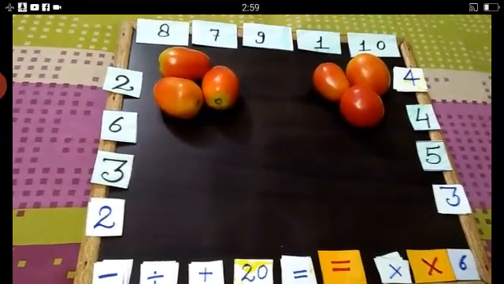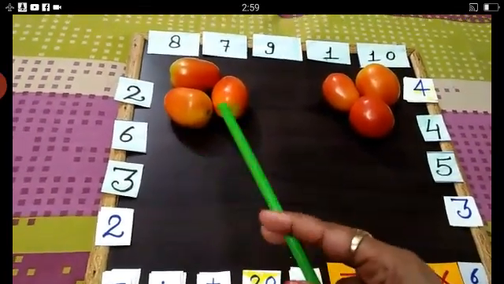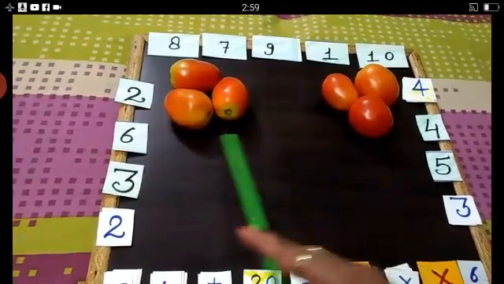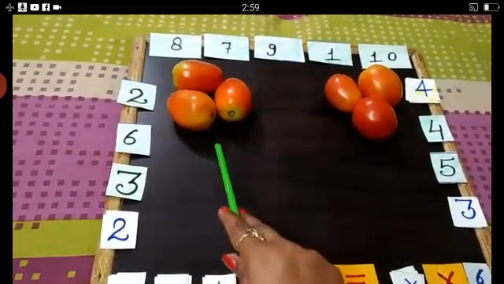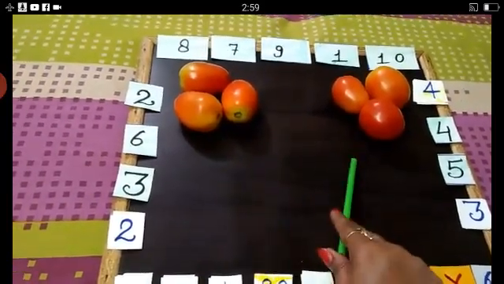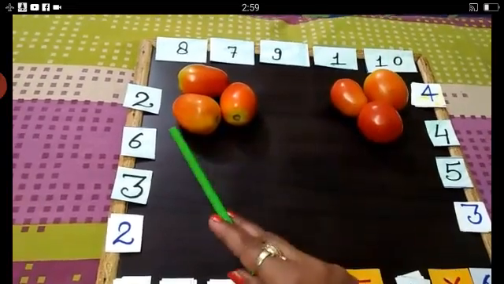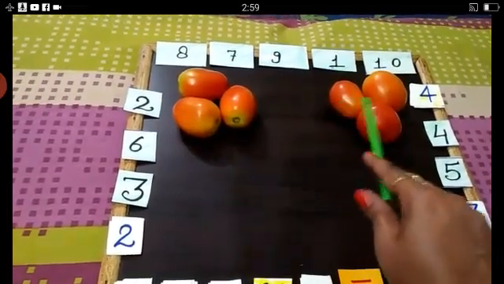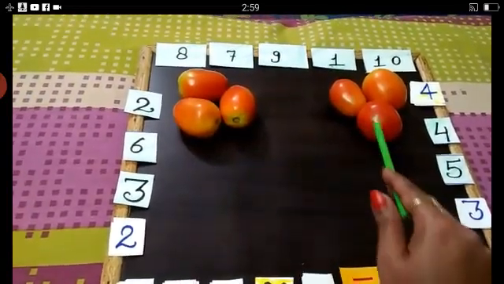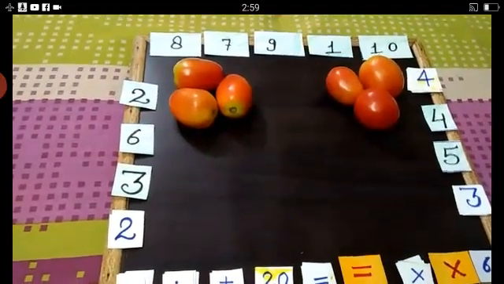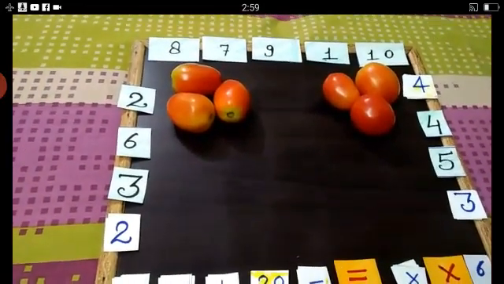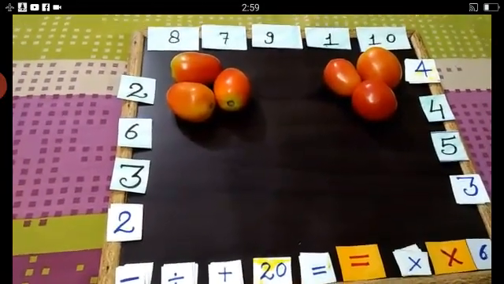Now in this next example, there are 3 tomatoes in each group. So first we count how many groups are there. 1 and 2. 2 groups are there. Each group has 3 tomatoes. 1, 2, 3, 1, 2, 3. So now represent these tomatoes in repeated addition form.